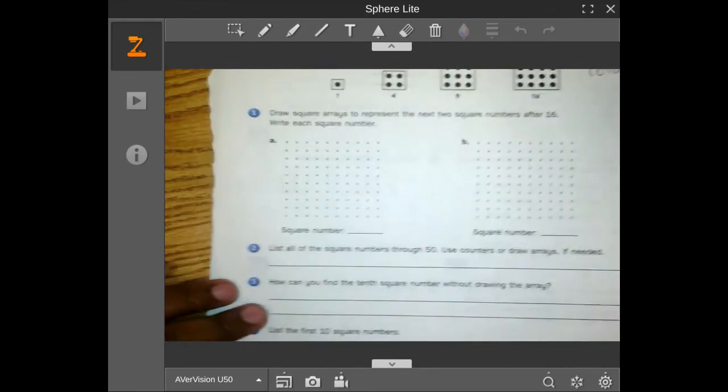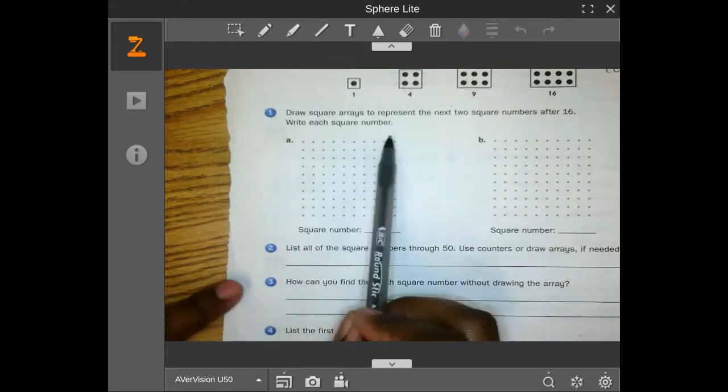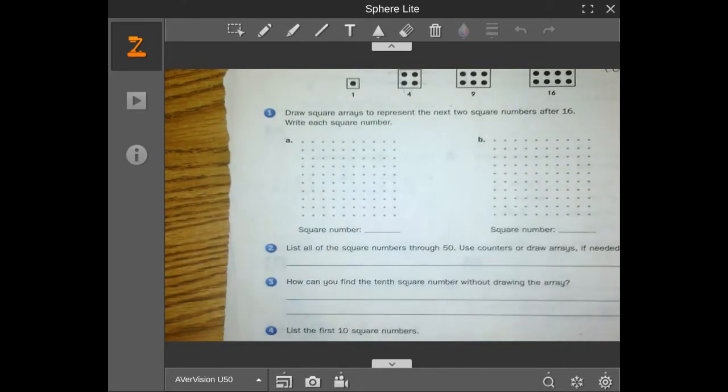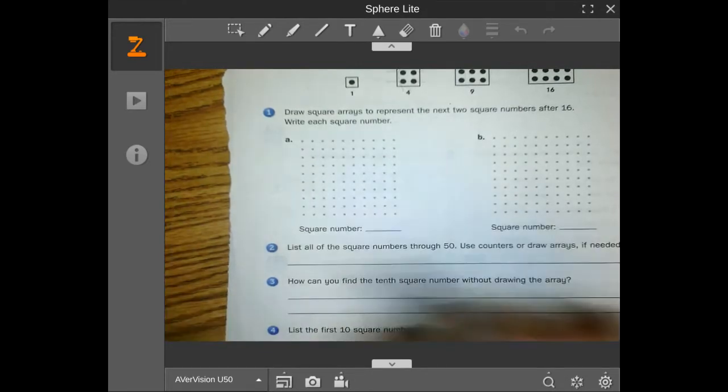It might seem confusing, but let's just try this together because I think we can do it. Draw a square array to represent the next 2 square numbers after 16. Then we're going to write each square number. Now you're thinking, Miss Adams, how do I know what number is next? Let's start with our rows and columns.